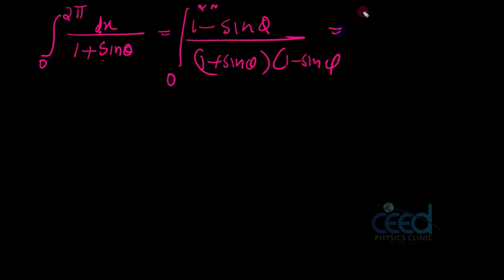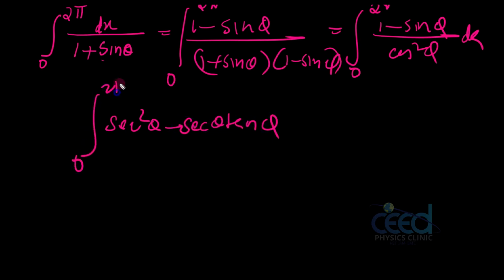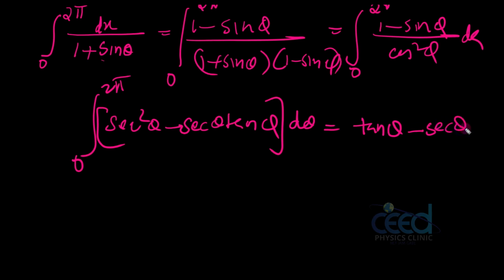I can write this as 1 minus sin theta divided by 1 plus sin theta into 1 minus sin theta, that is cos square theta. So this is the integral of 1 minus sin theta over cos square theta d theta, which equals sec square theta minus sec theta tan theta, from 0 to 2 pi. On integration, sec square theta gives tan theta, and sec theta tan theta gives sec theta. So this is the final result.